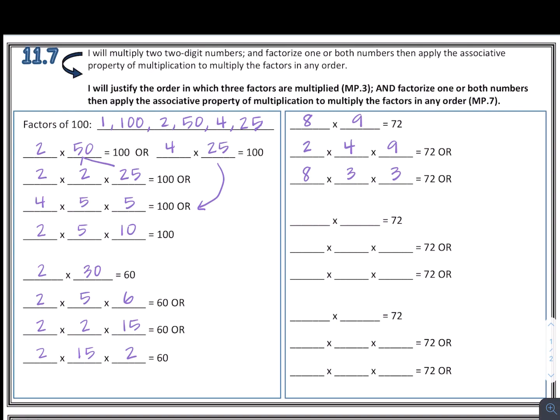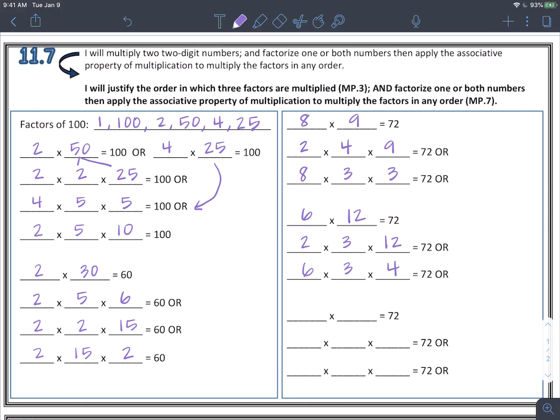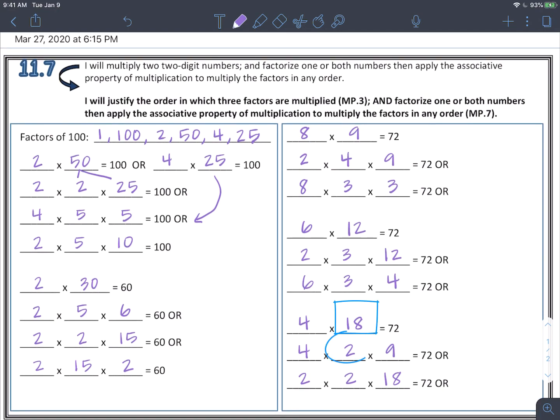Okay. Another way to break down 72, I could have thought of it as 6 times 12. And then I can break down the 6 into 2 times 3 and then times 12. Or I could keep the 6 and break the 12 down into 3 times 4. Another way to think of 72 is 4 times 18. Again, keeping the 4, break the 18 into 2 times 9. Or keeping the 18 and breaking the 4 down into 2 times 2. So again, with any of these, you're taking one of the factors and breaking it down into two smaller factors.